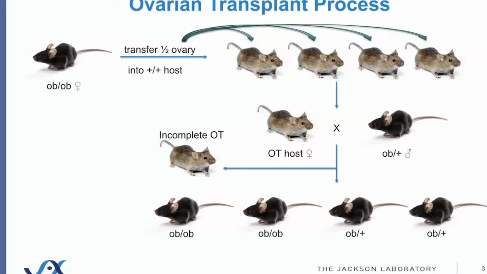And that just tells you that either the ovarian transplant did not work, and so it's producing all mice from the host female, or the ovary of the host female is still partially working, and you get offspring that represent the host mouse.